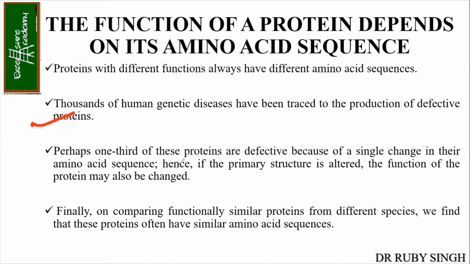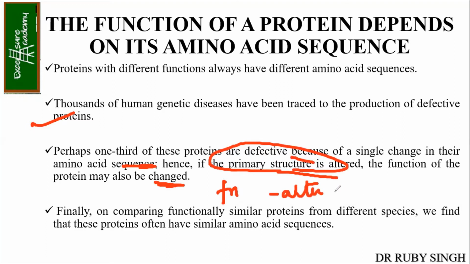Now, perhaps one third of these proteins are defective because of a single change in their amino acid sequence, and this change in the amino acid sequence will alter the primary structure. Once the primary structure is altered, the overall function is also altered. Even one mutation is enough to disrupt the function of the protein. Finally, on comparing functionally similar proteins from different species, we find that these proteins often have similar amino acid sequences.